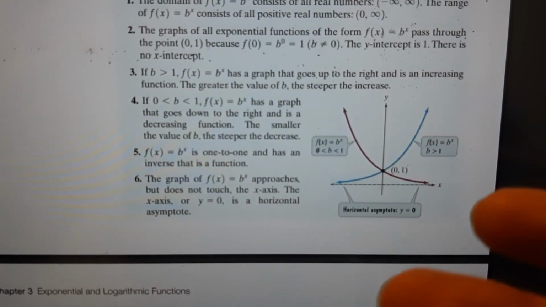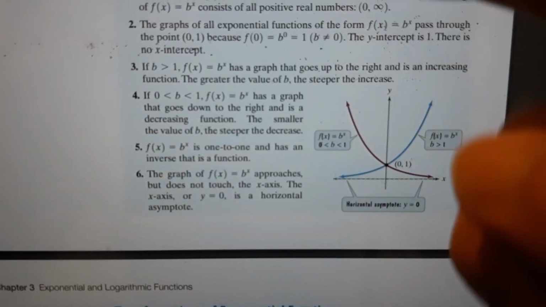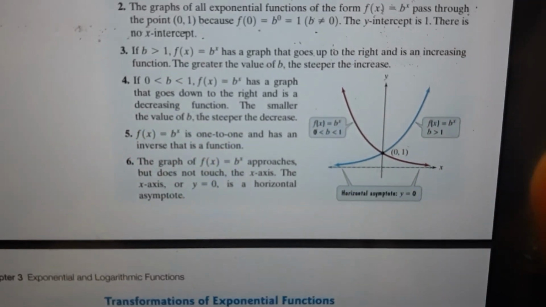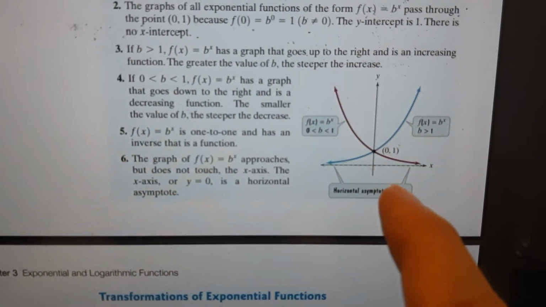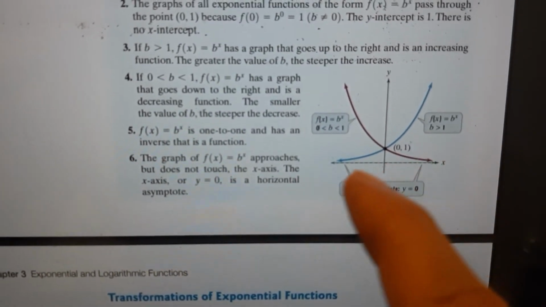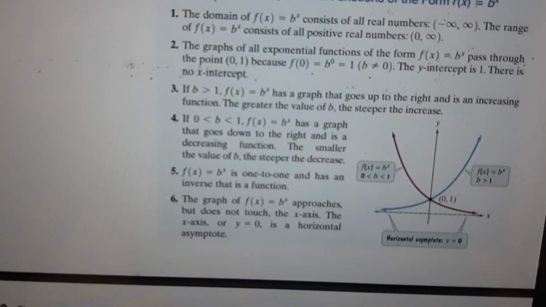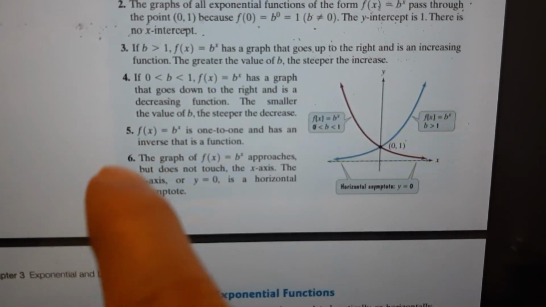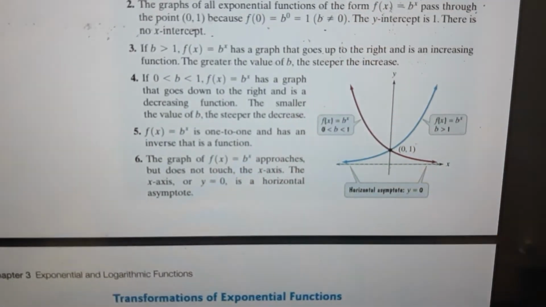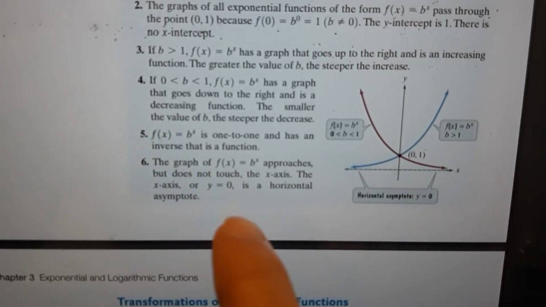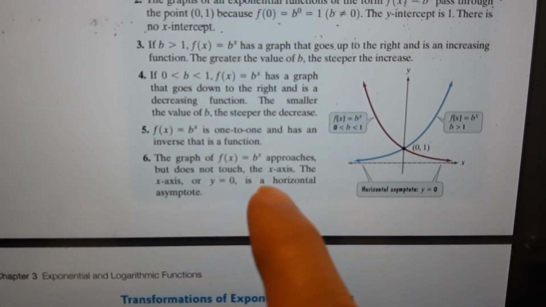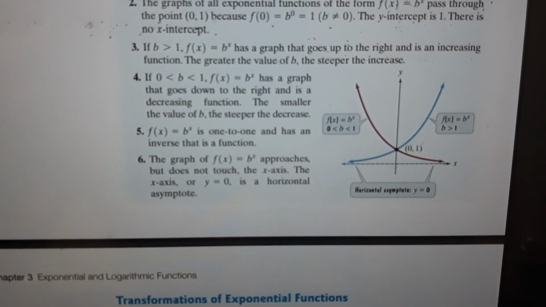And again, if you think about it, it makes perfect sense. If you have 1 divided by 2, all of that squared, then as you increase the value of x, you're decreasing the value of y. It's getting closer and closer to our x-axis, which brings us to point number 6. I'm going to go to point number 5 soon, but I'm going to use this as a segue. The graph of f of x equals b to the x approaches but does not touch the x-axis. Remember this? If it approaches but doesn't touch it, that means that we have a horizontal asymptote at y is equal to 0.